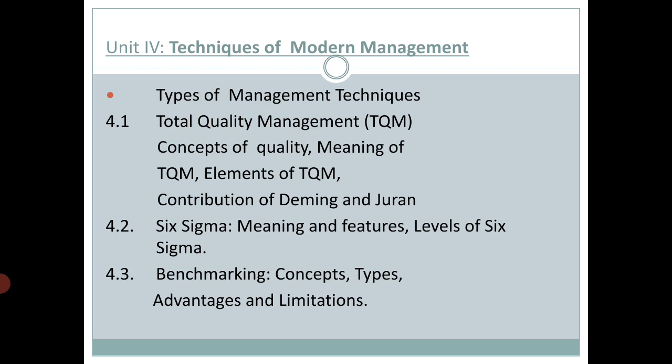There are different elements of TQM, starting from continuous improvement till customer-centered activities. Then Deming and Juran, these are the two thinkers who have contributed a lot towards TQM studies. First, Deming management.